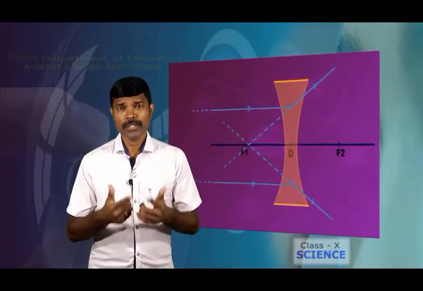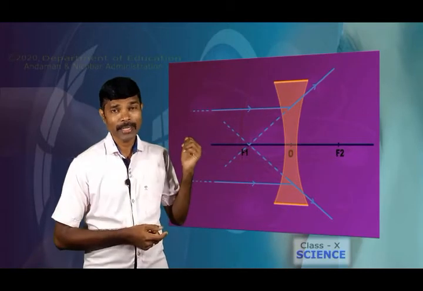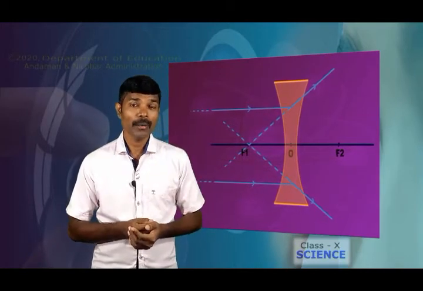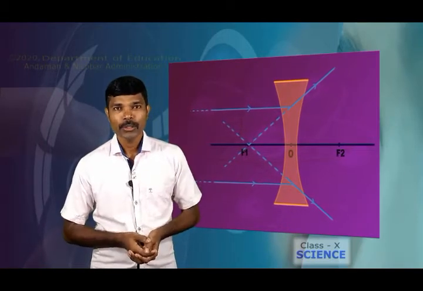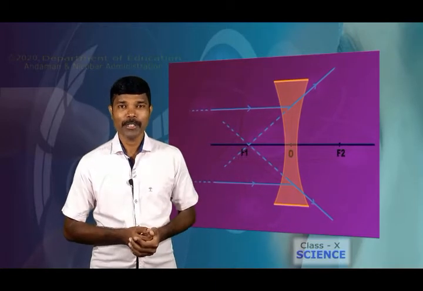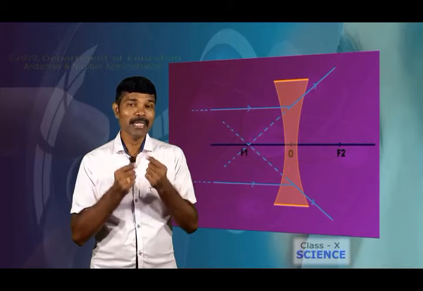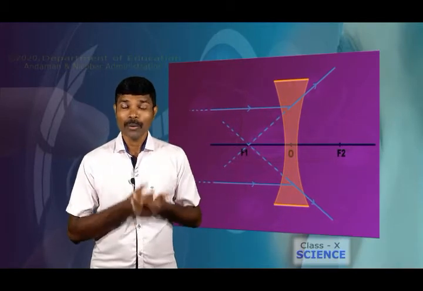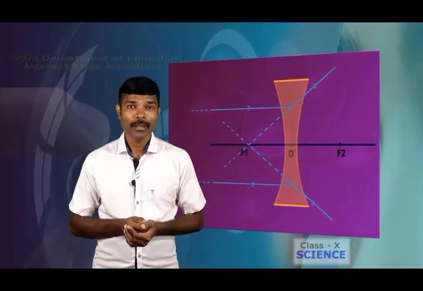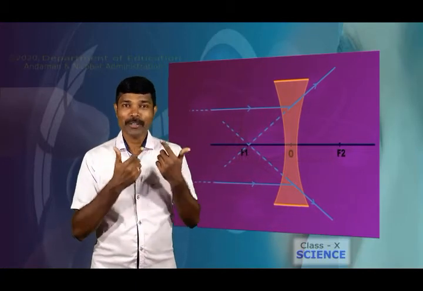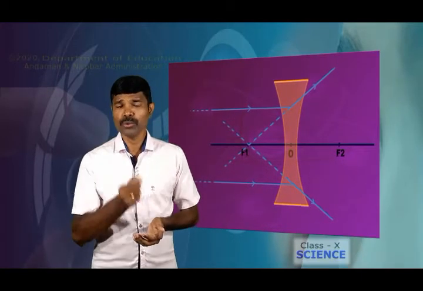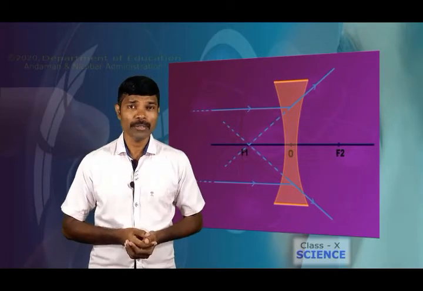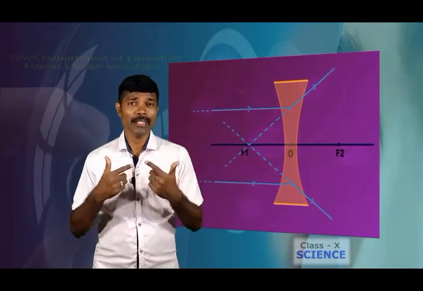Now look at the screen here. The object is kept at infinity. The light rays which are coming parallel to the principal axis, you can see here very well that after refraction, they appear to diverge from a point. What is that point called? Yes, that is the focus. So for all the light rays which are parallel to the principal axis, the image is obtained at the focus. The image is obtained on the left hand side of the lens. The image obtained on the left hand side we call a virtual image, and it is a point image, highly diminished, and it will be erect.